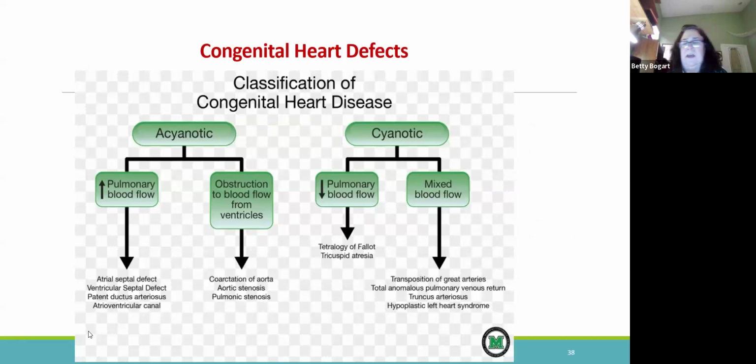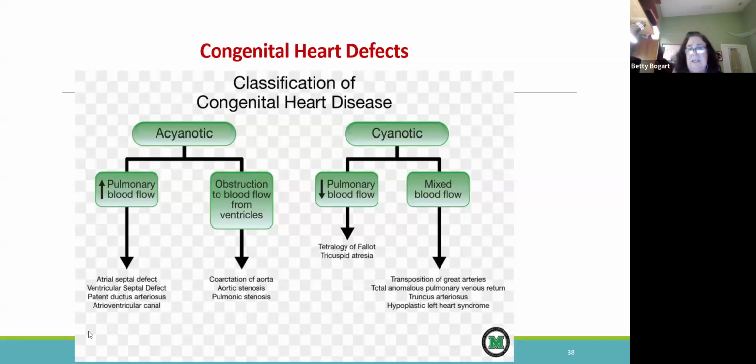Atrial and ventricular septals, that is a hole between the midsection. That means blood that's come back from the lungs can go back over to the other side. So that's why it's an increased pulmonary blood flow. I've just talked about coarctation of the aorta. And remember that the most tested cyanotic heart disease is tetralogy of Fallot.